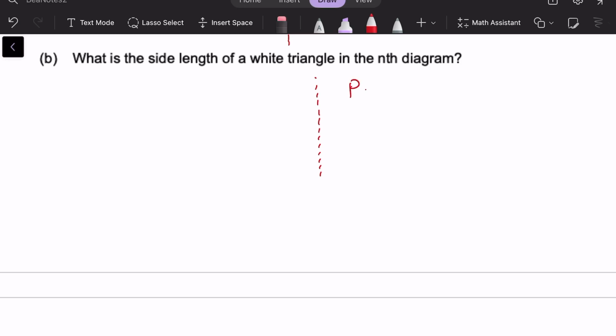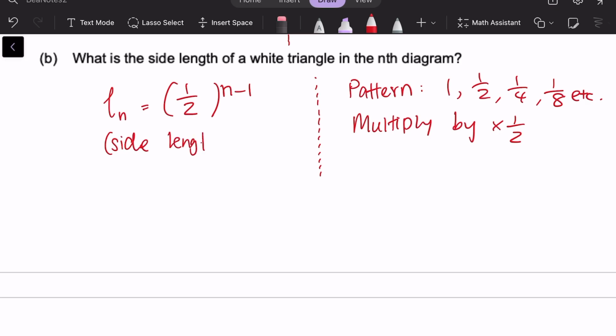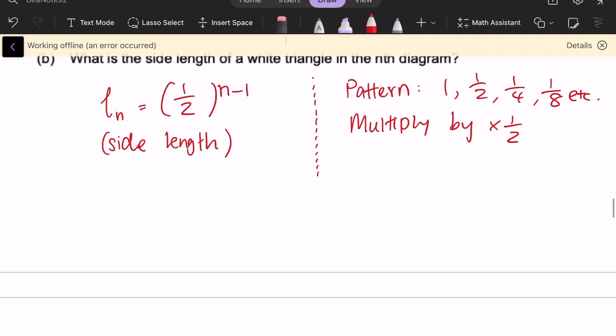So the pattern here, I'm not going to bother flicking back, but you can look back. It ends up being 1, then a half, then a quarter, then an eighth, etc. So multiply by times a half, right? Because each time it's halving. So we can write this as a half to the power of n minus 1. Same idea as last time. And ln is defined as the side length of white in diagram n. Okay.